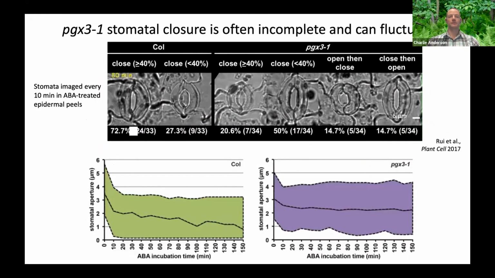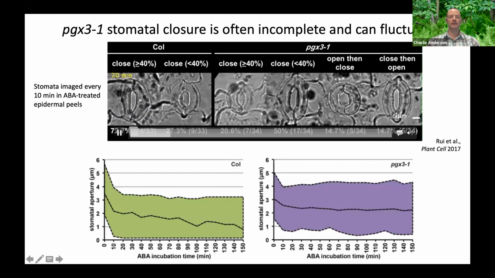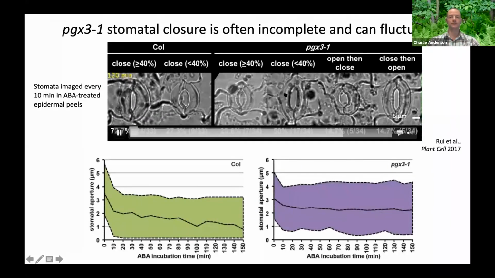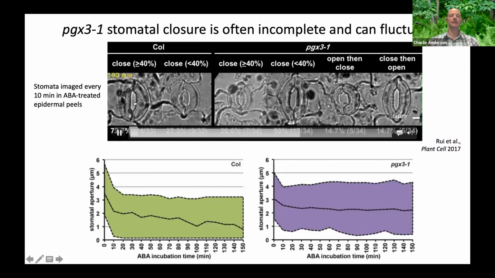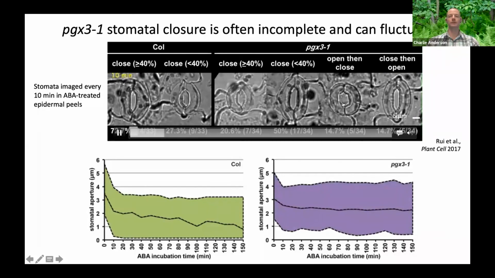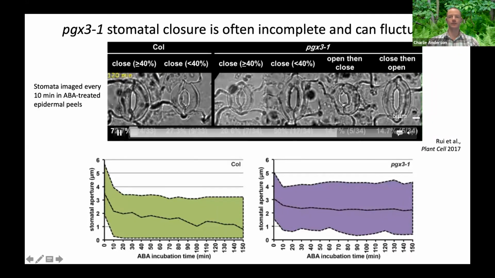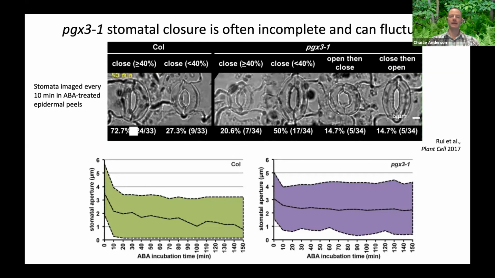So we also did some time-lapse imaging of stomata in wild type and PGX3 knockout plants. And you can see on the left that when we induced stomatal closure with, again, this hormone ABA, we saw that most of the cells closed over time. But some of the PGX3 knockout stomata performed aberrantly. They would actually close and then open, or open and then close. So they had abnormal behavior, and they closed to a lesser degree than we saw in wild-type controls.